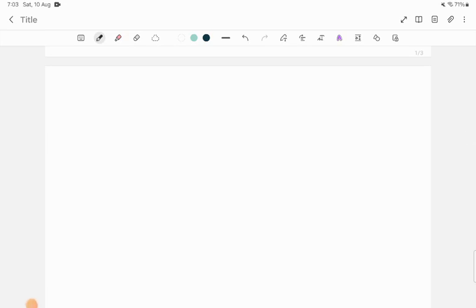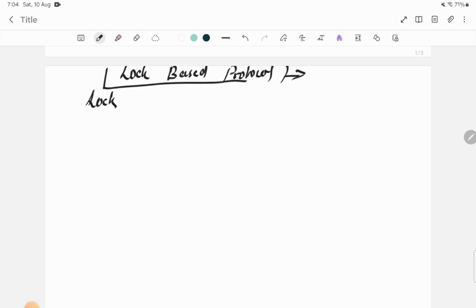So in last video we covered the question related to conflict serializability, and in today's video I'll start with another topic, that is log based protocol. This is one of the most important protocols, and without any failure you are going to get a theory question from this section. Before starting what a log based protocol is, let us understand what a lock is.